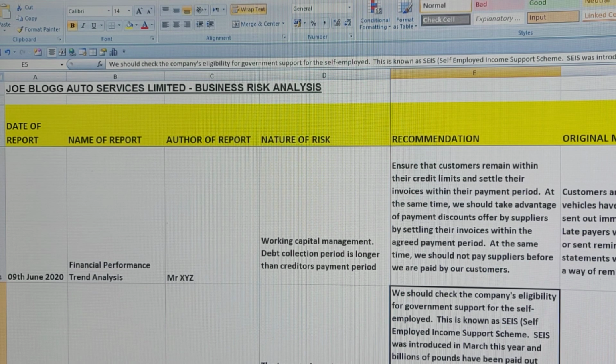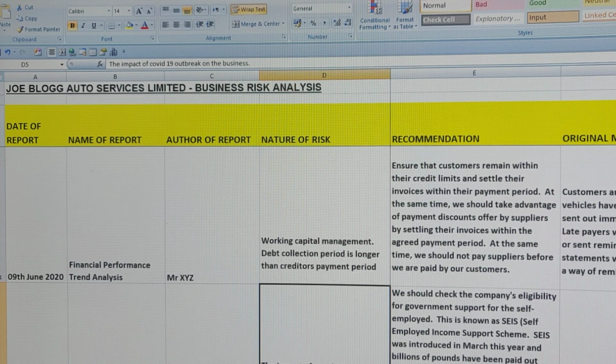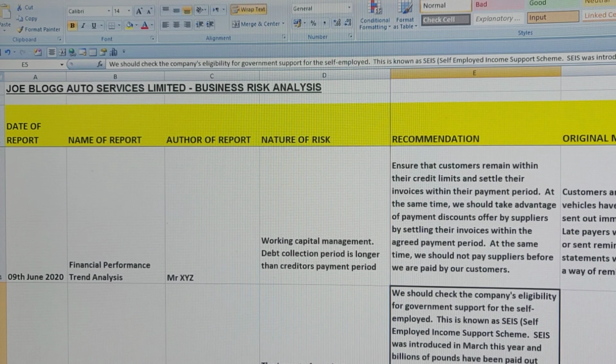Now, here is another one. You have also identified a business risk, which is the impact of the COVID-19 outbreak on the business. Your recommendation is this. We should check the company's eligibility for government support for the self-employed. Since COVID-19 started, government has been assisting people. This is known as SEISS, the Self-Employed Income Support Scheme. This was introduced in March this year, and billions of pounds have been paid out. The scheme has been extended till October 2020. Let your company know that. Ask them to take advantage of that.